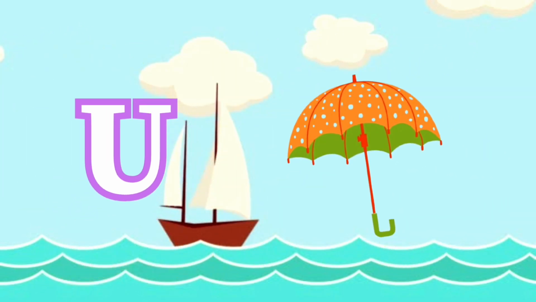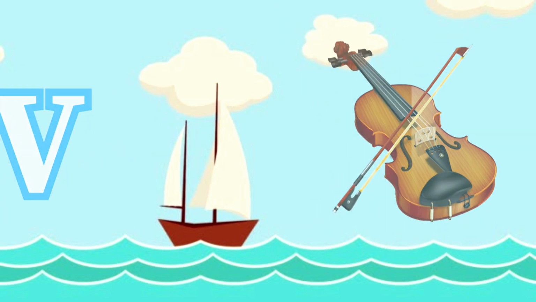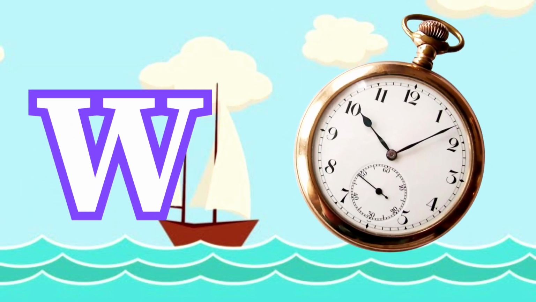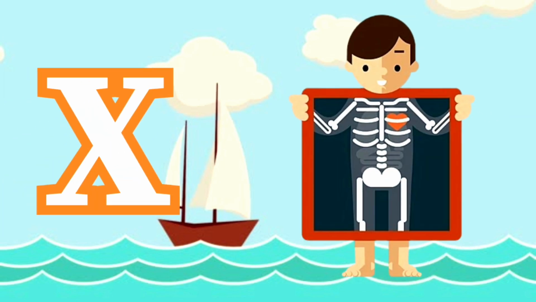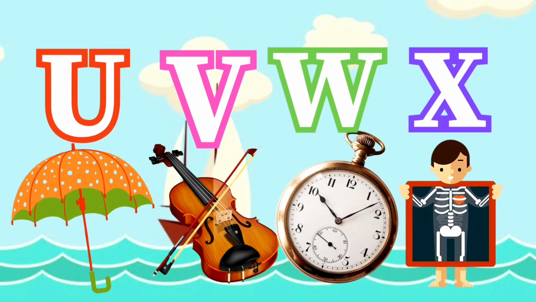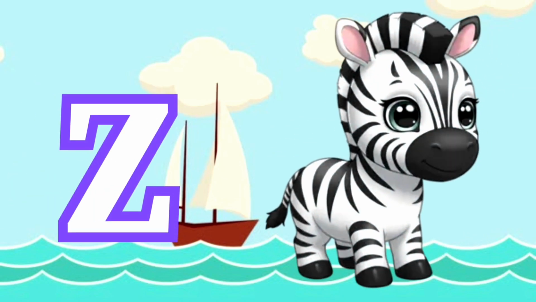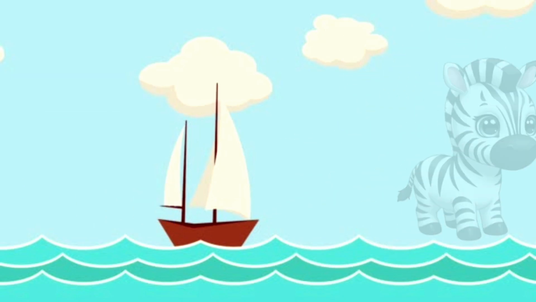U for umbrella. V is for violin. W is for zebra. Watch. Now you know your X for X-ray. Sing again with me. Y for yacht. Z for zebra.